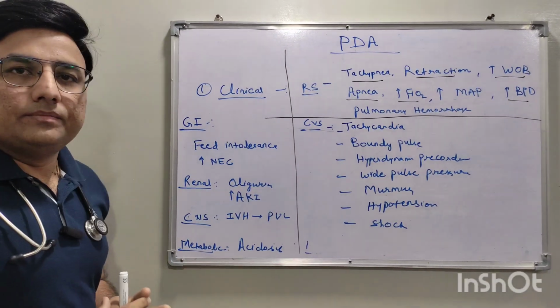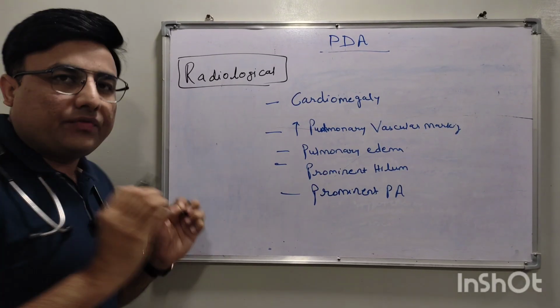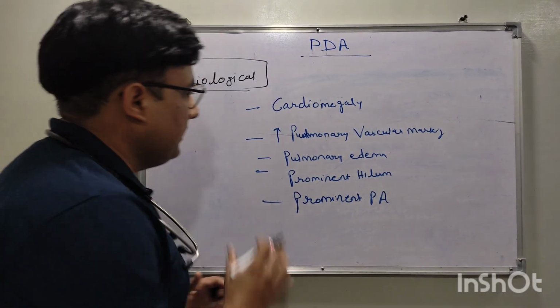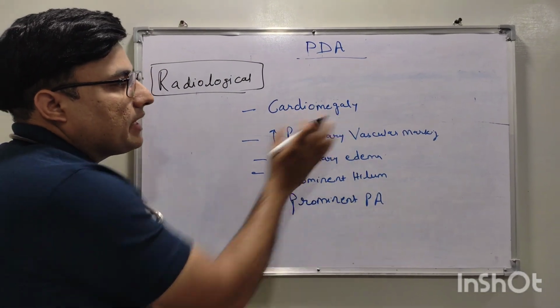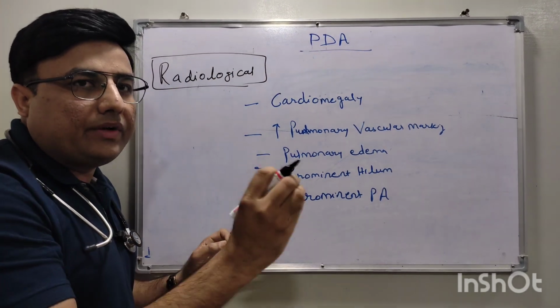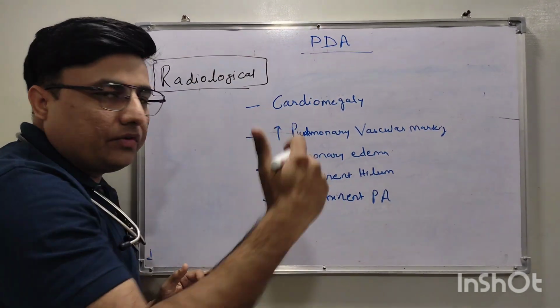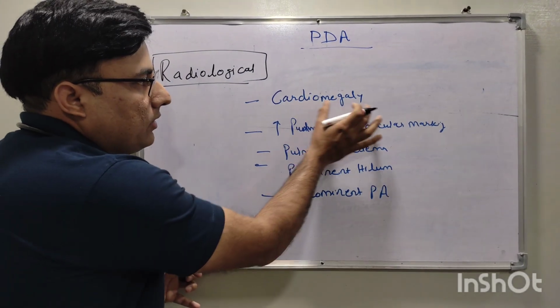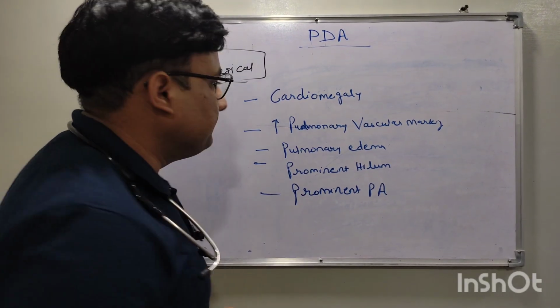Next, coming to the radiological features of patent ductus arteriosus. In X-ray, what can we see in PDA? In X-ray, we will see cardiomegaly because of the overload of the left atrium and left ventricle. Because of the left atrium and left ventricular overload, the LV will be dilated and cardiomegaly will be seen in the X-ray.